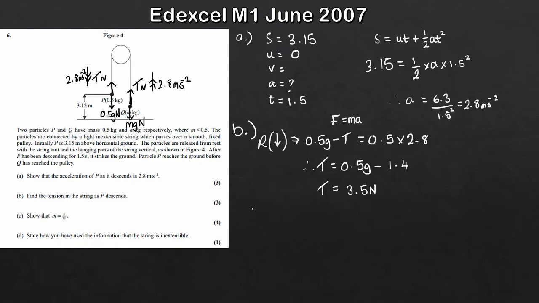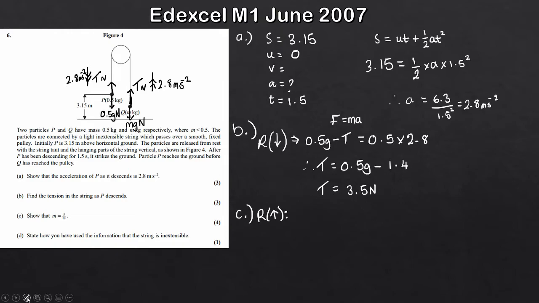Now that we've got the diagram actually labelled, the questions aren't too bad. For part C, we want to show that m, so that's the mass here of the particle Q, is 5/18. So let's resolve particle Q then. Again, I'm doing it in the direction of motion, so resolving upwards. So if we resolve this, we know the tension now is 3.5.